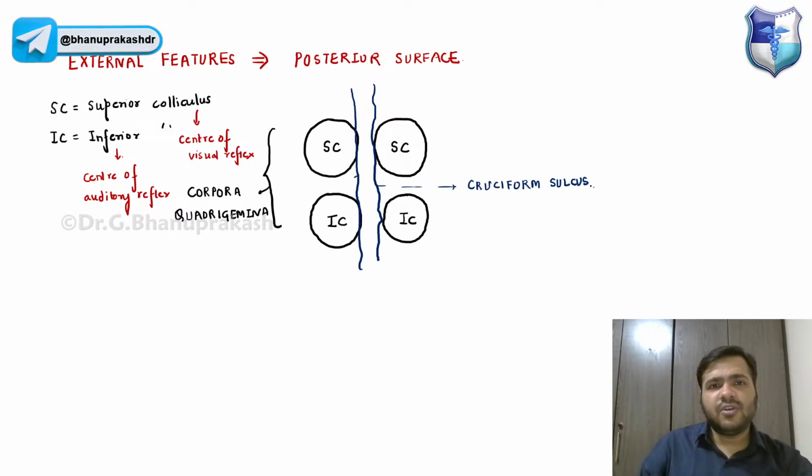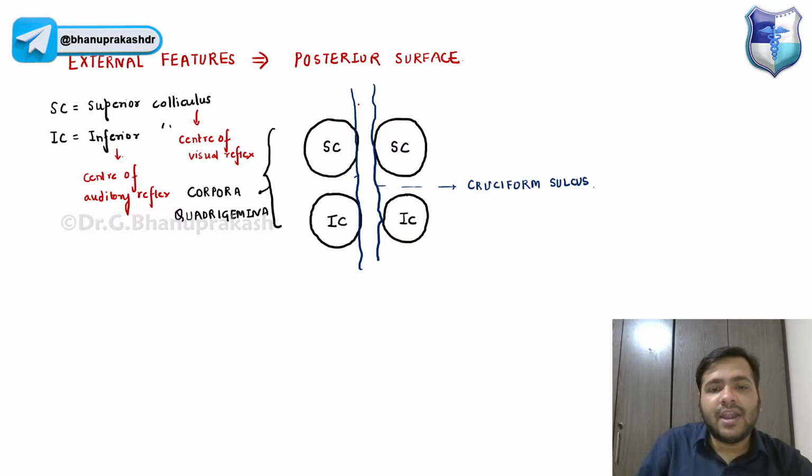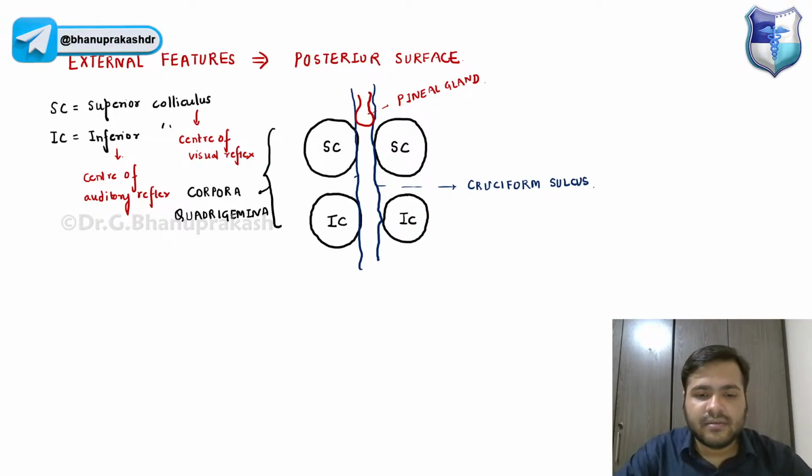Now, on the top of this cruciform sulcus, there is a gland which is located. Can anyone tell me the name of the gland located on the top over here? In the superior position, guys, right over here, you will see a gland, and that is nothing but the pineal gland. It is the pineal gland, guys.